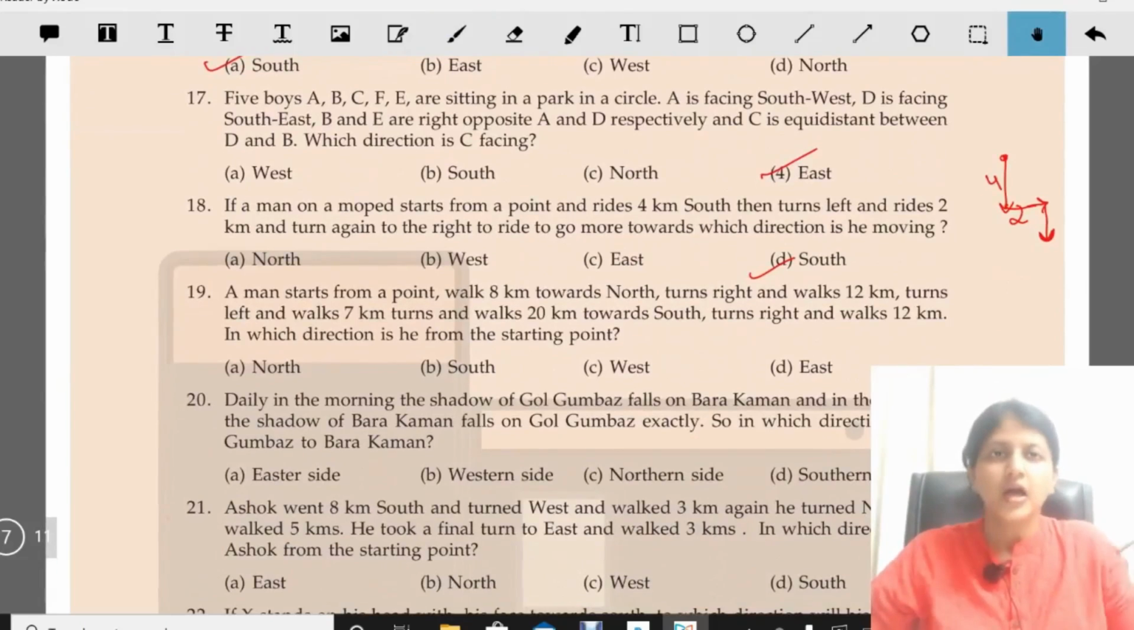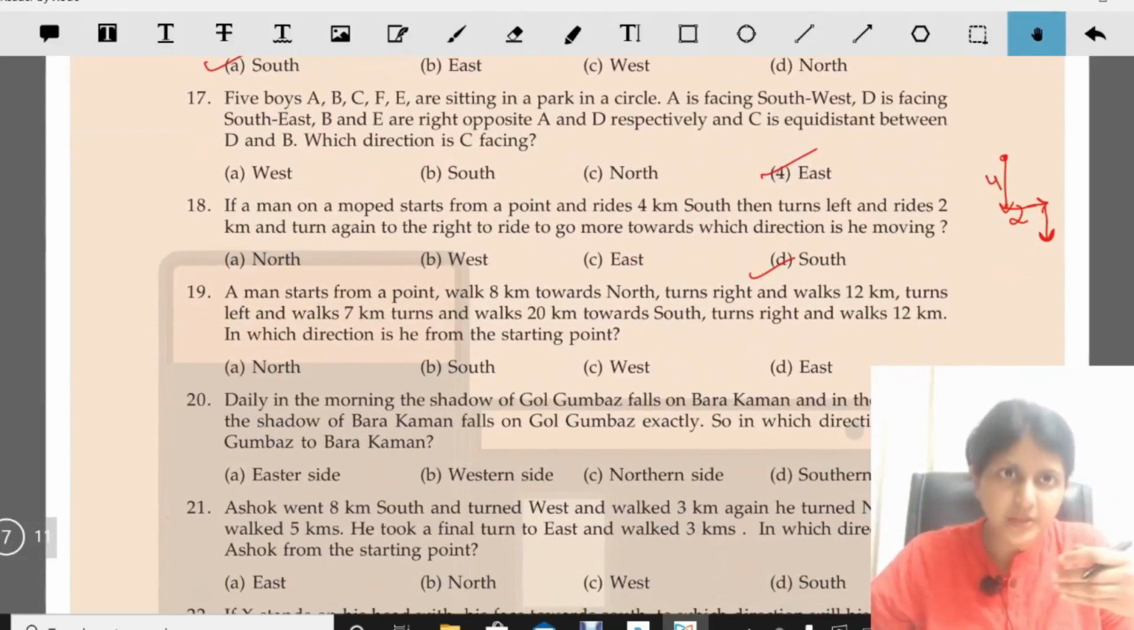Question number 19. In the exams also, like in the material, there is some kind of misprinting in the question or something is a little unclear. So in that case, please don't panic. Use your common sense and just proceed with the answer. Okay. Next question. Question number 19.